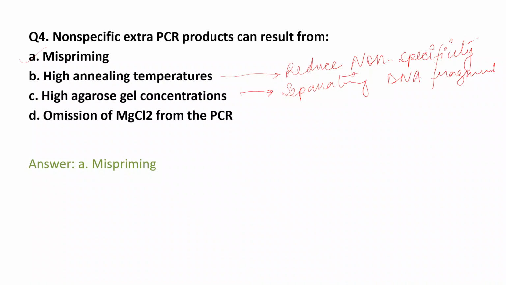And what happens if we omit MgCl2? The activity of the Taq polymerase will be reduced. True. Magnesium is needed for the activity of DNA polymerase, so you will have PCR inhibition. Magnesium is essential for PCR DNA polymerase activity. So the answer is mispriming.